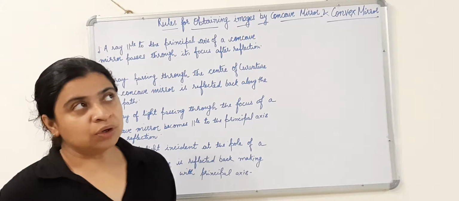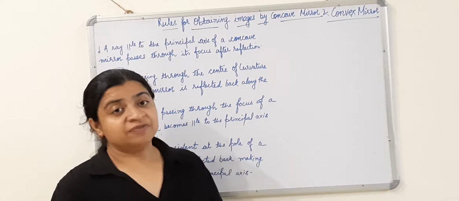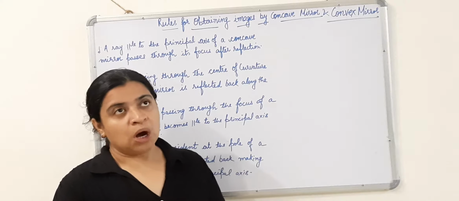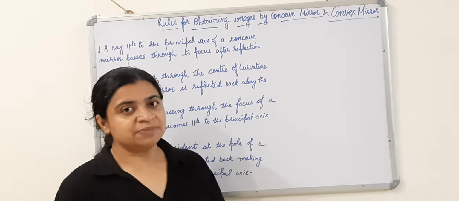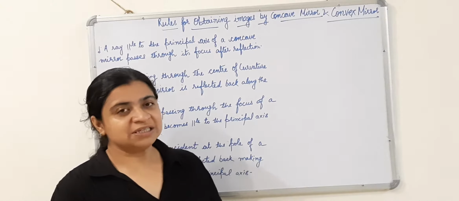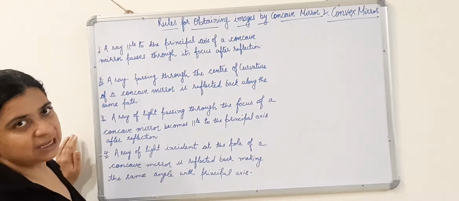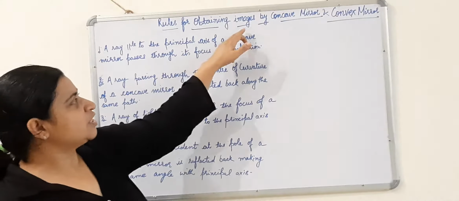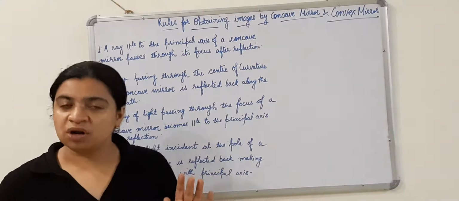How is that possible? That is possible by changing the place of the object. If we change the place of the object, the type of image formed will be different. So how are we able to obtain those images? We need to learn certain rules before we draw the images. How to draw? We have to follow certain rules, and these rules today we are going to discuss: rules for obtaining images by concave mirror as well as convex mirror.